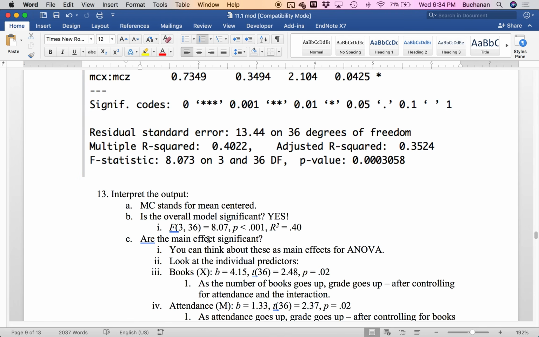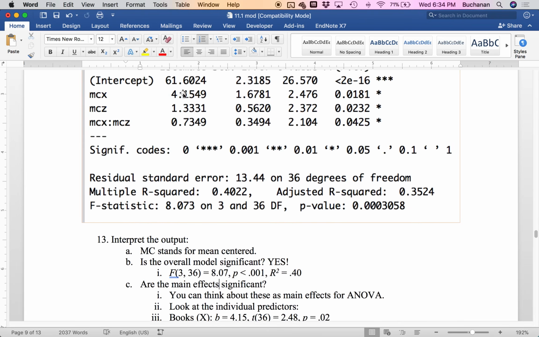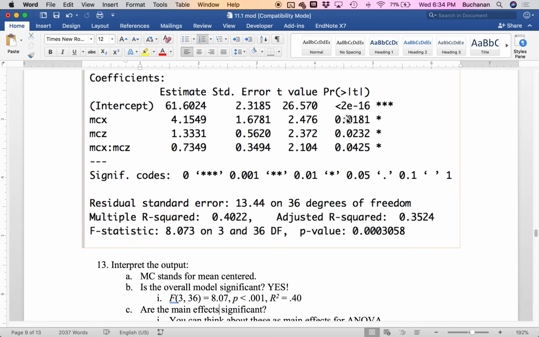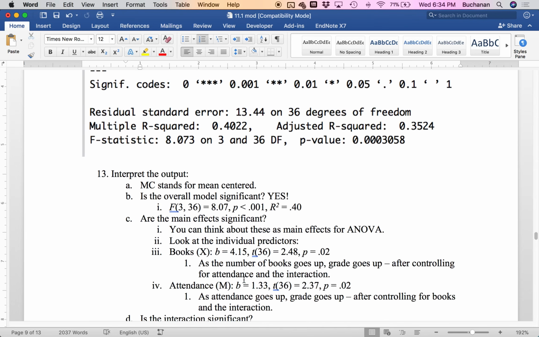All right. Are the main effects significant? You can kind of think about that as main effects of ANOVA. So books, our x variable here, is significant. So b equals 4.15, and this is in the scale of the data. T, that 36 came from right here. Here's the T column, and the p is 0.02. So for every one book, grade goes up 4 points after controlling for the other effects. Okay. So every book that you read gives you a 4-point increase on your grade. I would start reading, right?